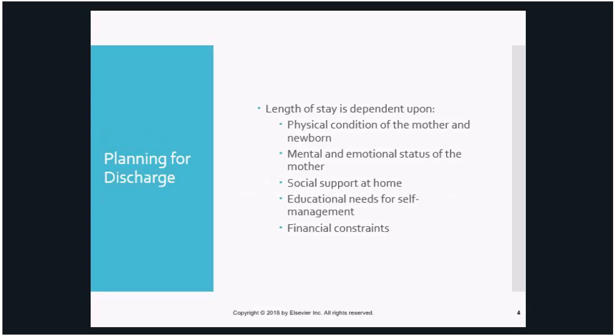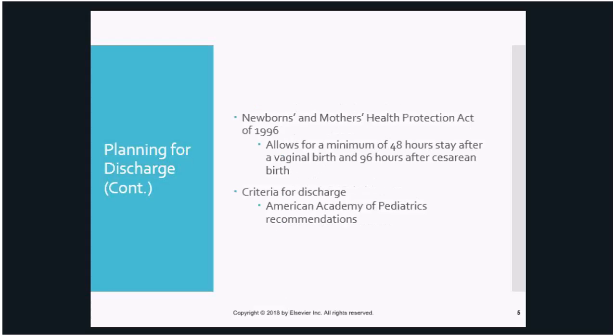Baby's testing will depend on if baby's allowed to go. They'll check the baby's jaundice levels. If the jaundice is too high, it may need to be put under the bili lights, or they may just need to make sure the baby's fed enough and urinated and defecated enough to bring that number down so that the baby can go home. Also depends on when the baby was born. Is the baby preterm? Is it late preterm? Is it term? So newborns and mothers, the Newborns' and Mothers' Health Protection Act of 1996 allows for a minimum of 48 hours stay after vaginal birth. So they're usually there 2 days and 3 days for a C-section.